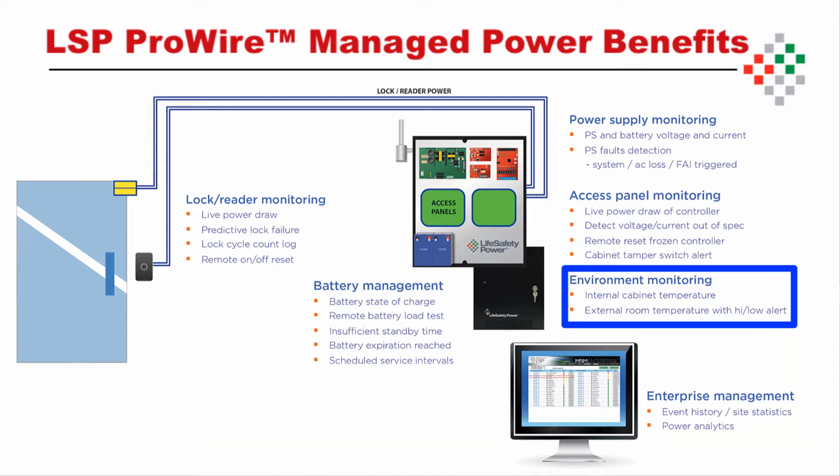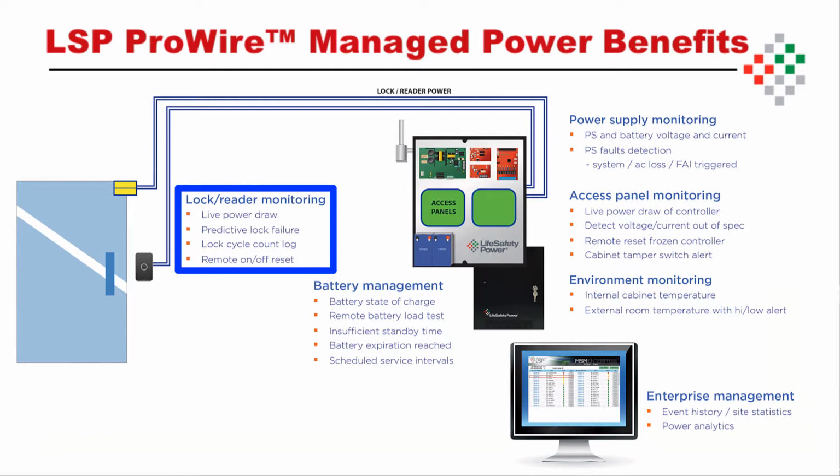External room temperature and internal enclosure temperature are monitored for operation within user-defined limits. Locks and readers may be monitored for power draw within user-defined limits. And partial or complete coil failures within the lock are detected immediately. Lock cycles are counted for life monitoring, and remote on-off and reset is provided.